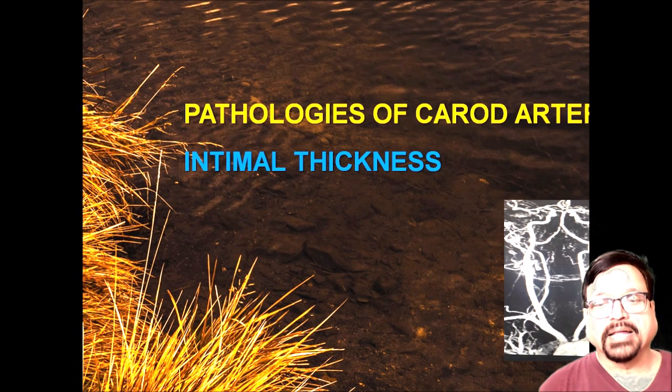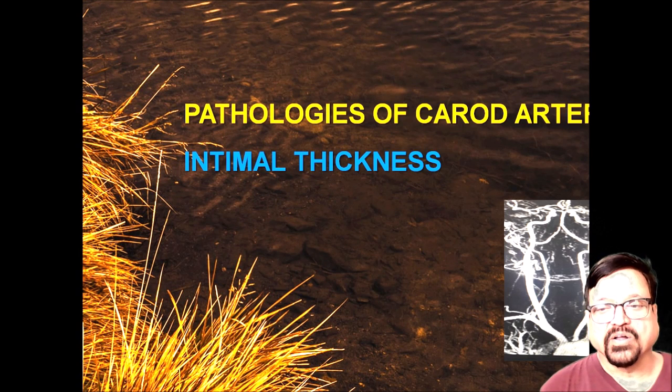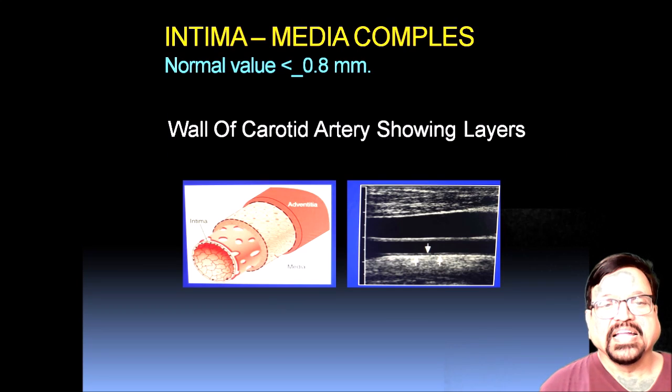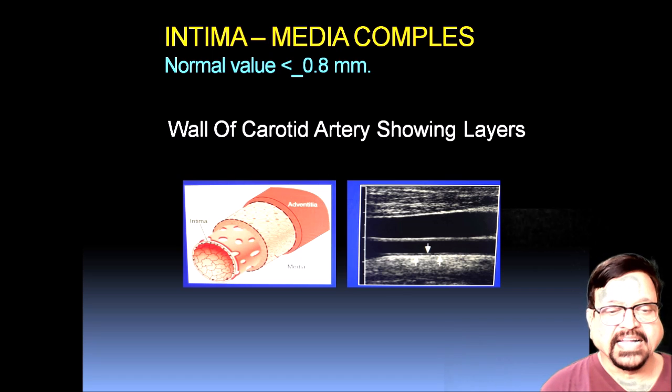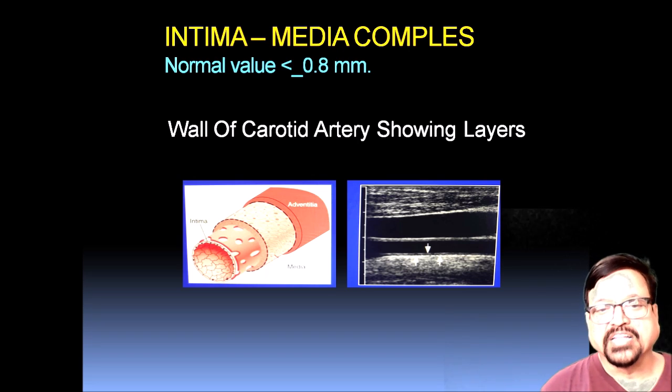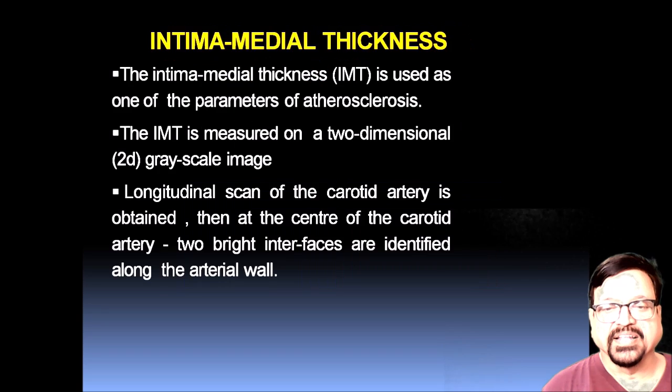Now we'll go to the pathologies of the carotid arteries. First is intimal thickness. It is essential to know the layers of the carotid artery. The innermost layer of the carotid artery is called the intima, then comes the media, and then comes the adventitia. These are the three layers of the carotid artery. The normal value for the intima media complex is 0.8 millimeter.